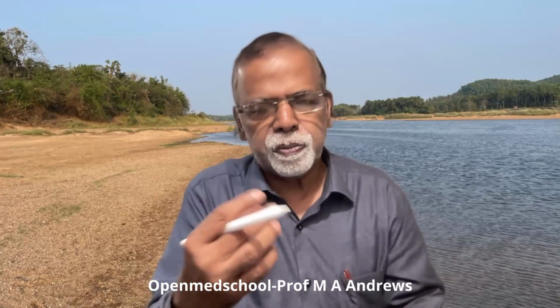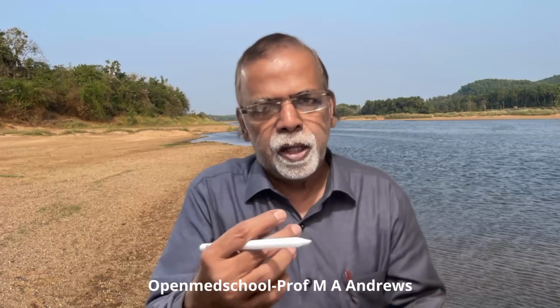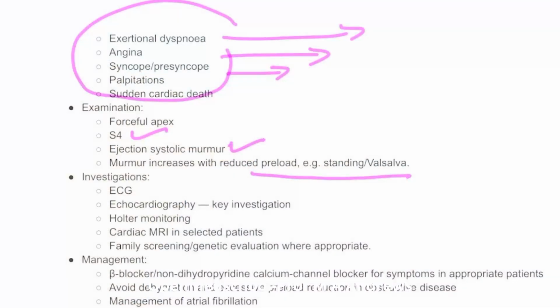The symptomatology, because of the diastolic dysfunction, presents with breathlessness. And the dynamic obstruction leads to the murmur, which increases on standing. So what are the investigations? Just like any other cardiac problem, it involves the ECG. Echo is the key investigation. If arrhythmias are there, you may go for Holter monitoring, and cardiac MRI in selected cases.